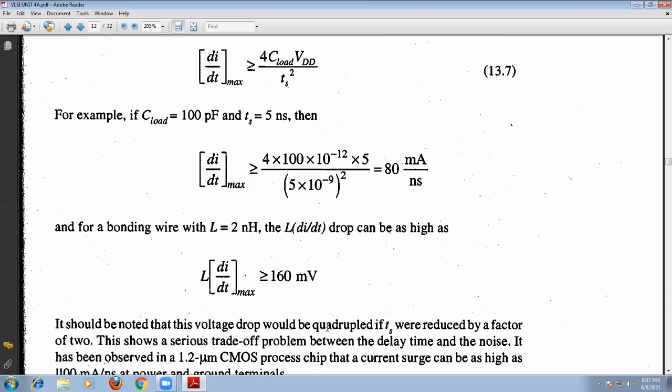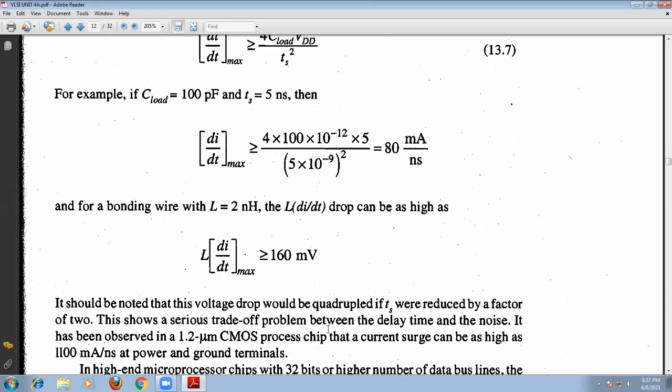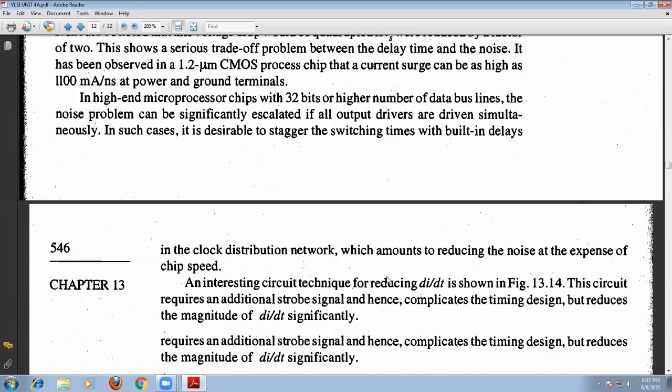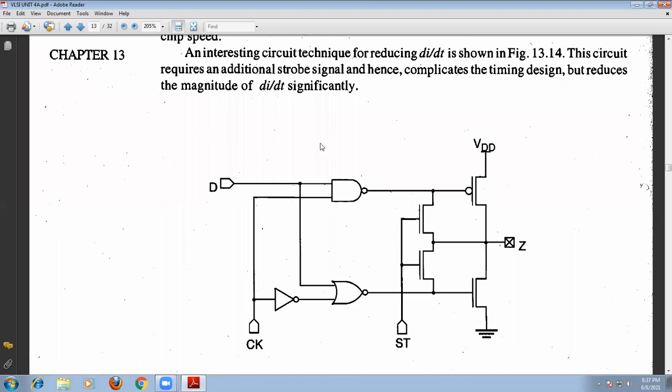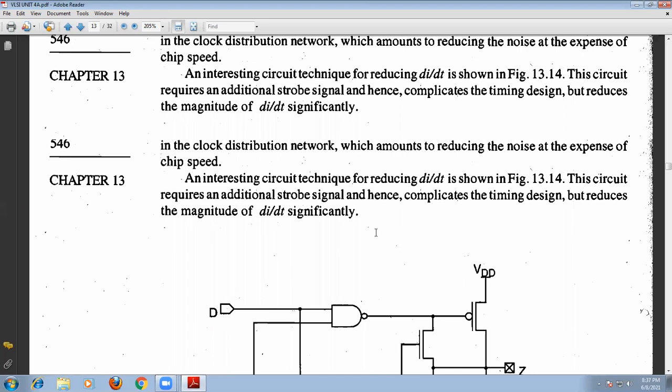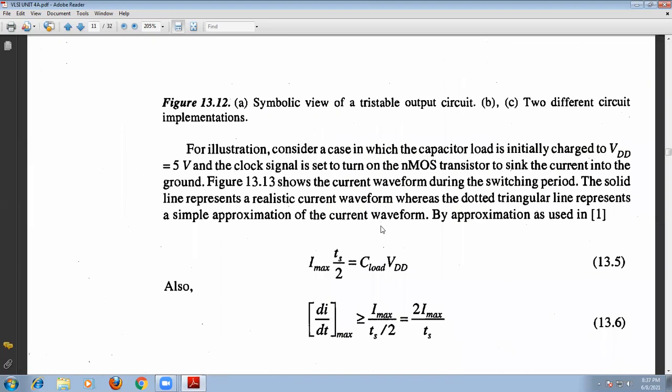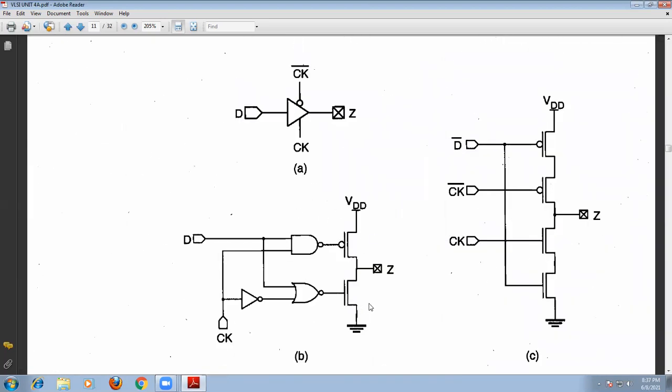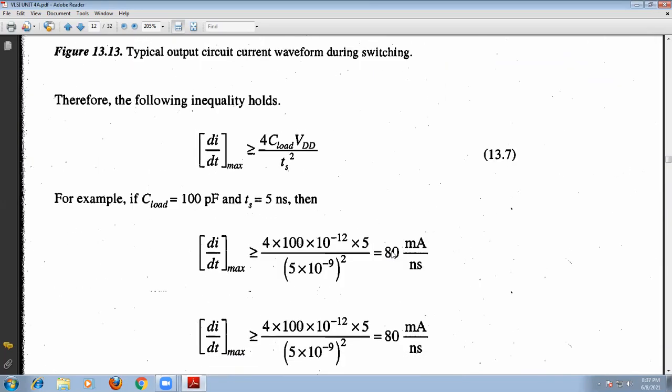We have a different circuit in this case. So now let's consider the different circuit. We have another interesting circuit technique to reduce this di/dt noise. So this is the circuit. It is similar to the first circuit, this one. Only the difference is that we are going to use 2 extra transistors.